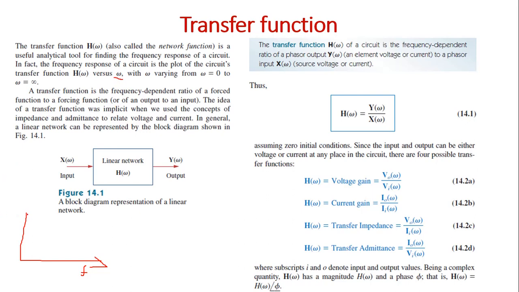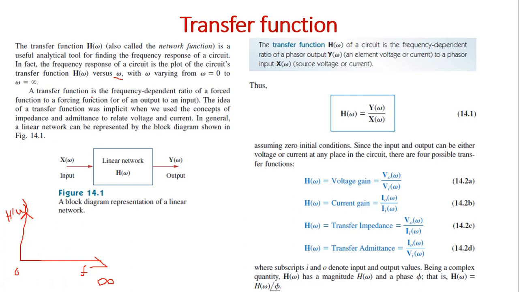So the x-axis is frequency and the y-axis is the system transfer function H of omega. So this will be the frequency response plot. We are going to vary the frequency from 0 to infinity and notice what the change in the system is. This is the frequency response.